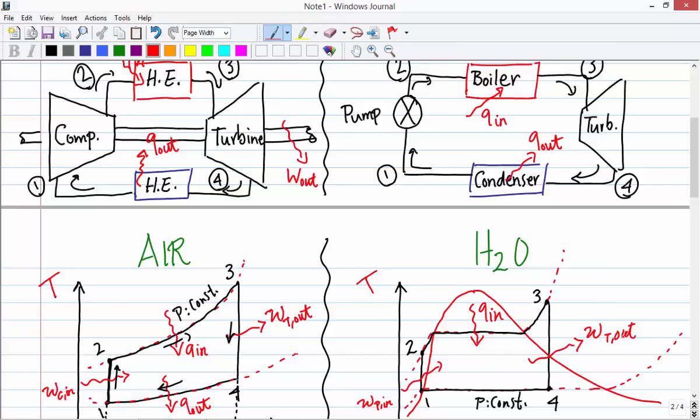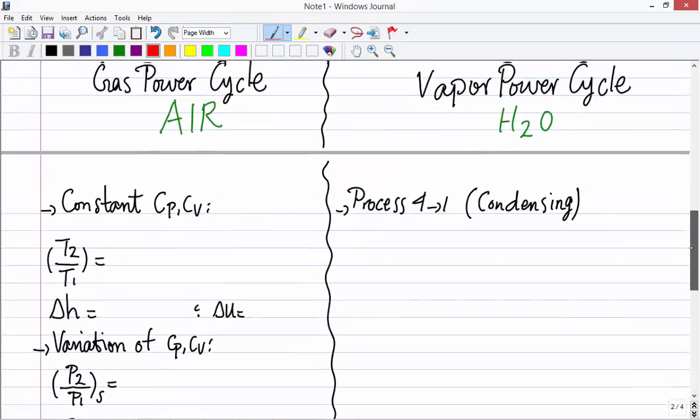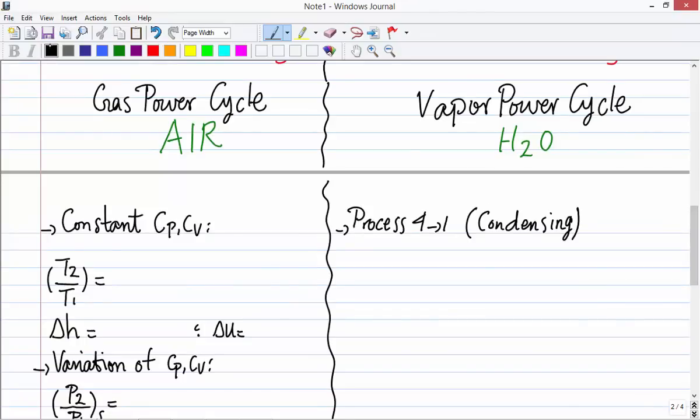So here's the work, the turbine work out. Awesome. Now I want to give you a summary. Let's go back to gas power cycle.